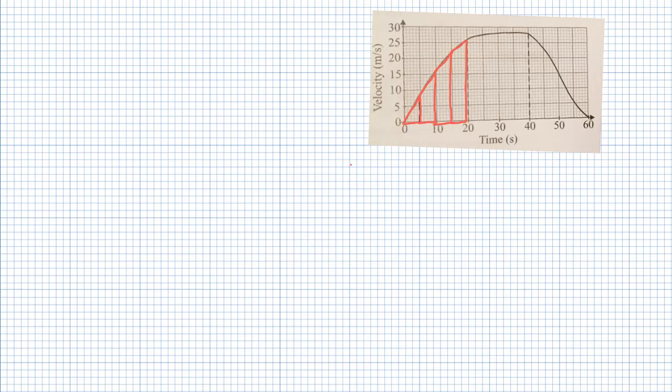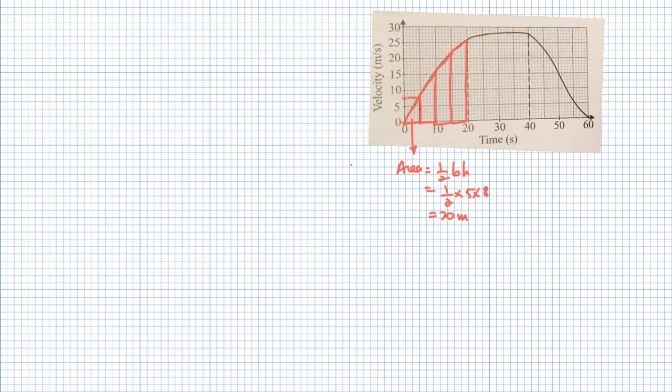Let's first of all start by dealing with this little triangle here. This triangle goes on for 5 seconds and it looks like it goes to about 8 meters per second there. So therefore the area of this little triangle is going to be a half base times height as usual. So that's a half times 5 times 8, which is going to be 20 meters. Okay, that takes care of that.